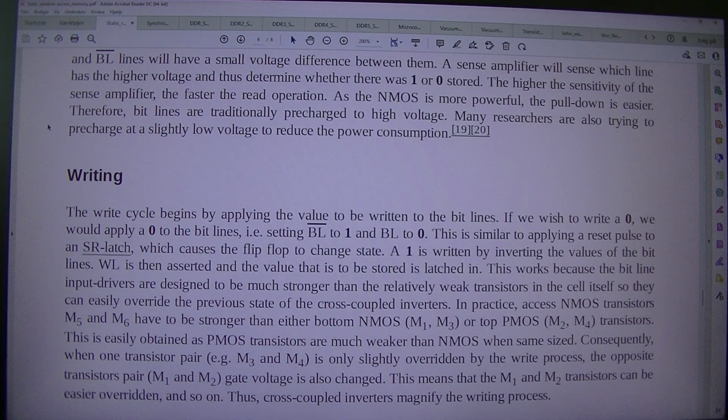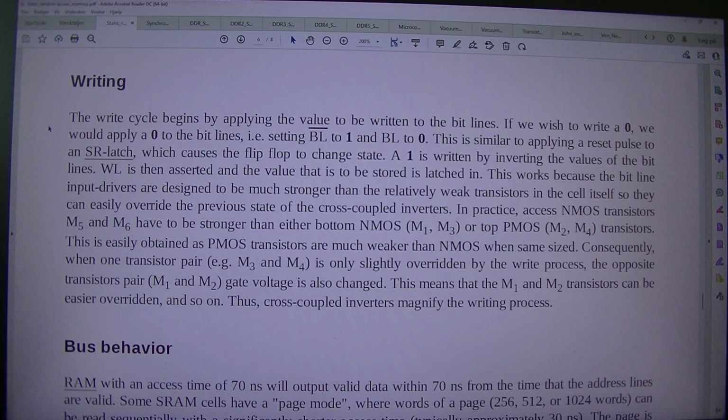The write cycle begins by applying the value to be written to the bit lines. If we wish to write a 0, you would apply a 0 to the bit lines, i.e. setting BL to 1 and BL-bar to 0. This is similar to applying a reset pulse to an SR latch, which causes the flip-flop to change state.